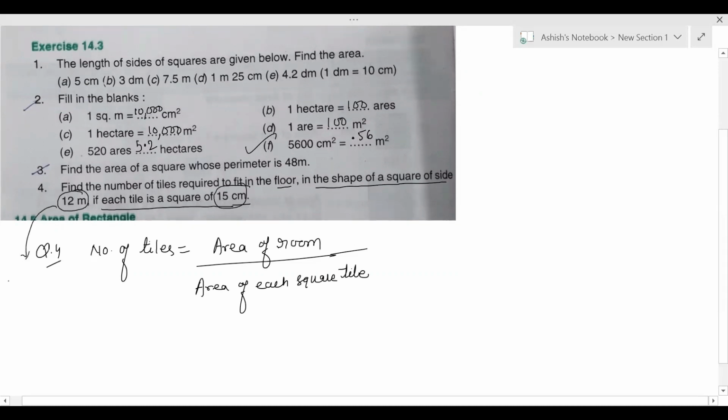So 12 meter can be said as 1200 centimeter because 1 meter is equal to 100 centimeter. So area of room equals to side into side, we can write down 1200 into 1200. But area of each square tile is in the measurement of 15 centimeters, so that is 15 into 15. Now what can happen in the table of 15? 1200 divided by 15 will be 80. Similarly, again it will be 80. 80 into 80 is 6400. So what is the required number of tiles? And the required number of tiles is 6400.